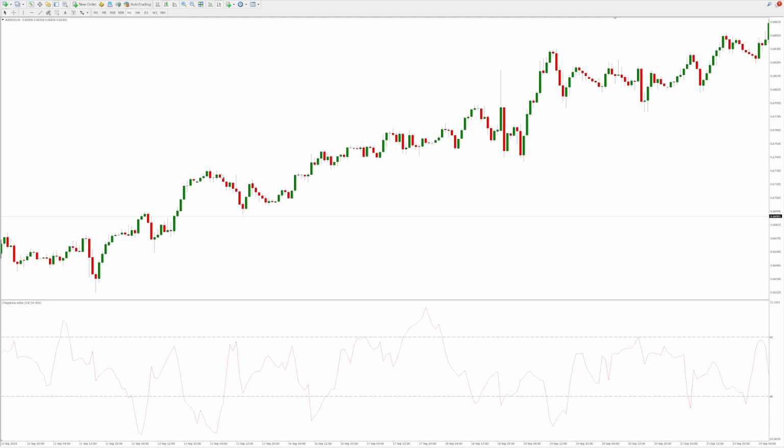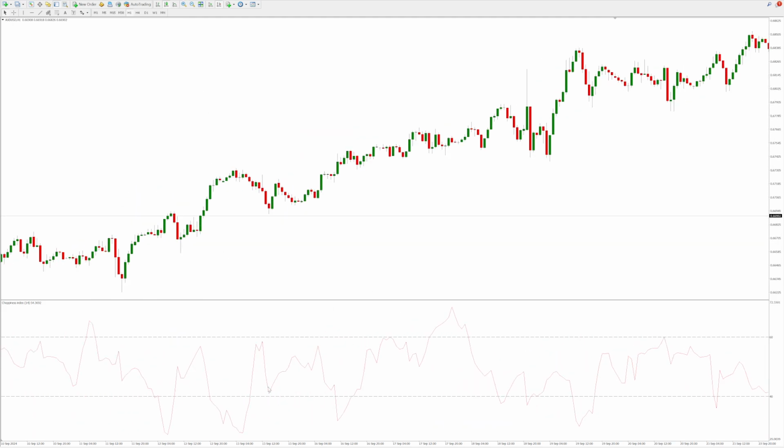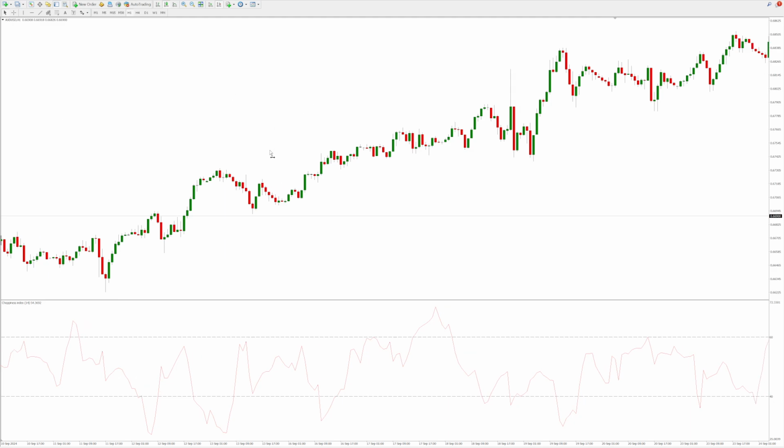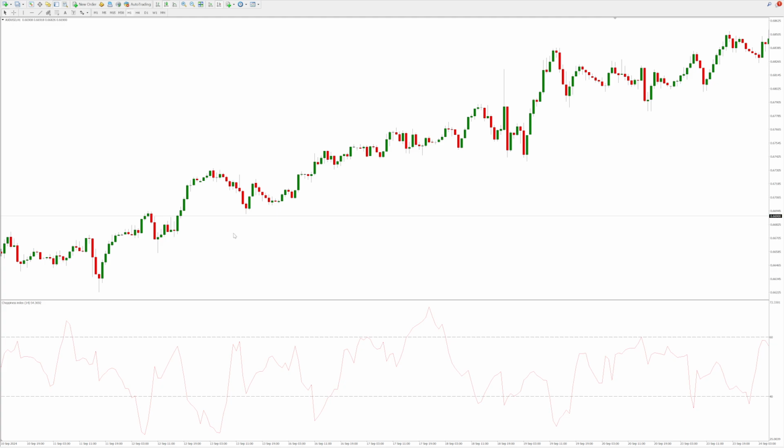So you can see I have attached the Choppiness Index indicator to my chart here. Below the chart, this is the MT4 trading platform that I'm using. This is an Australian dollar and US dollar 1 hour chart. You can use any trading instrument, Forex, stocks, cryptos, indices, commodities, whatever you prefer, and any time frame. I'm personally going for the 1 hour charts.